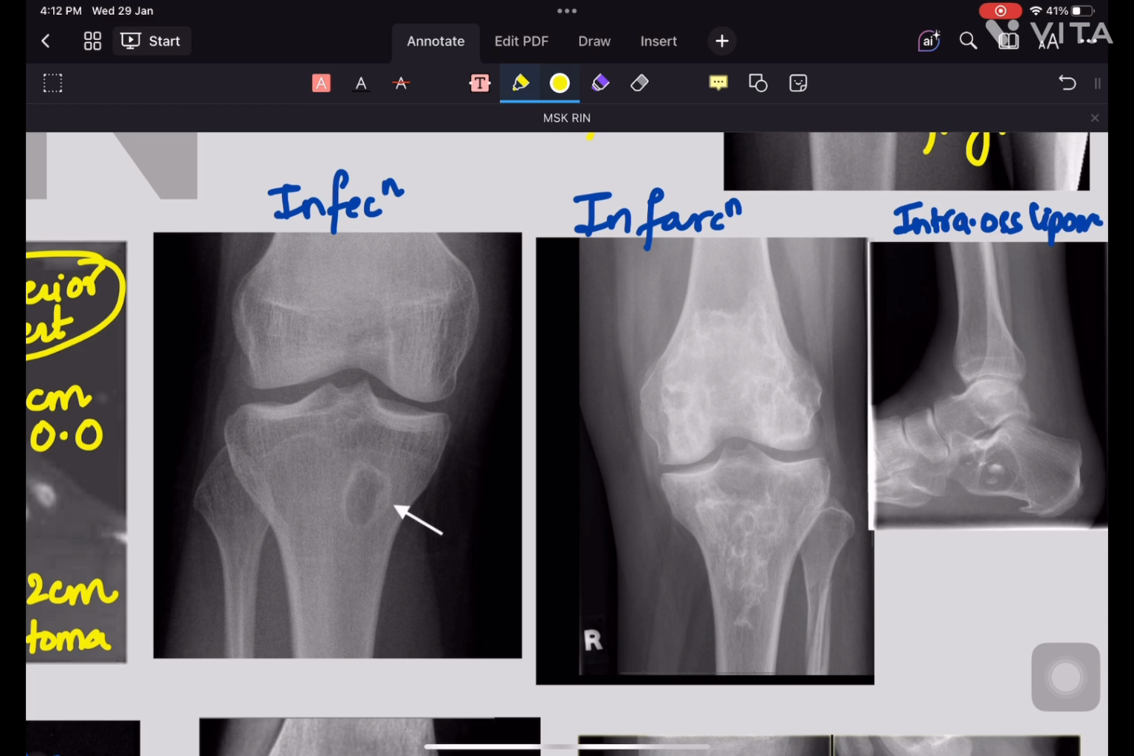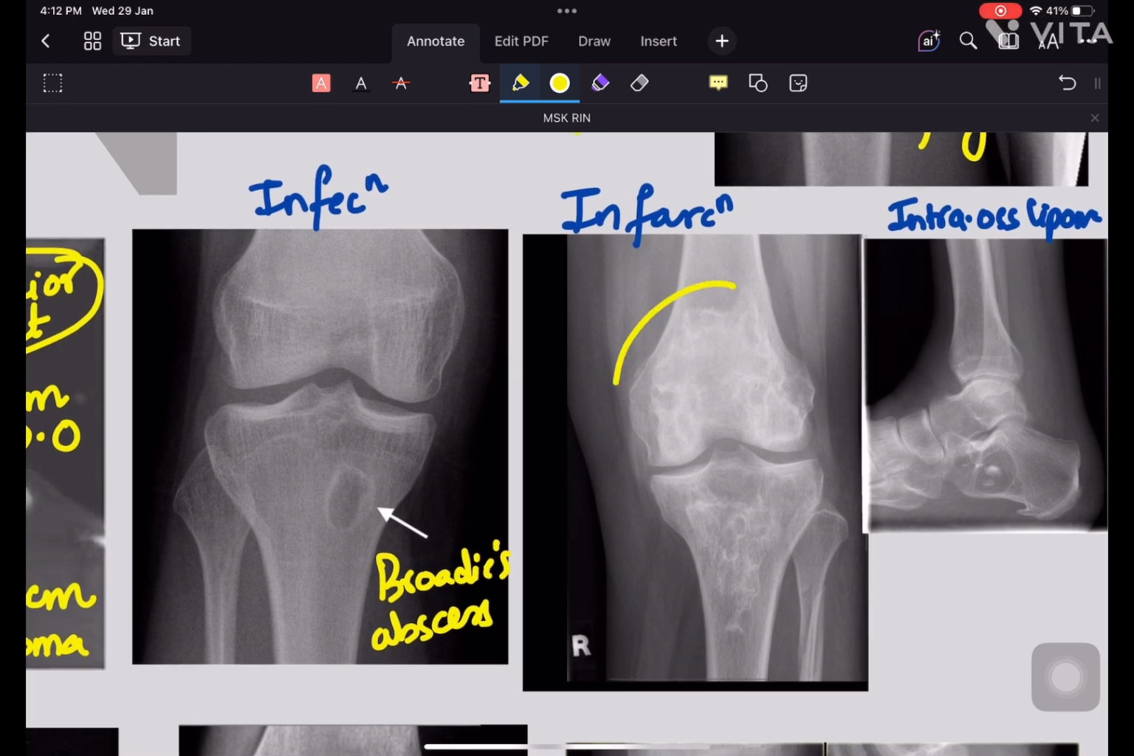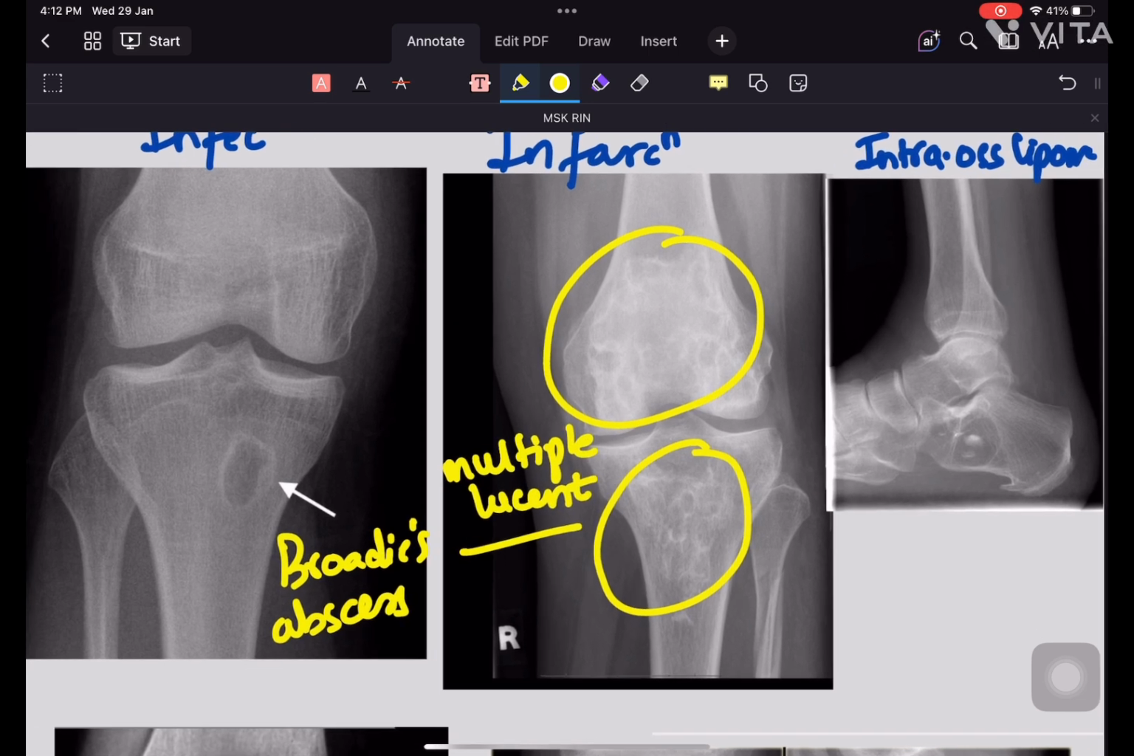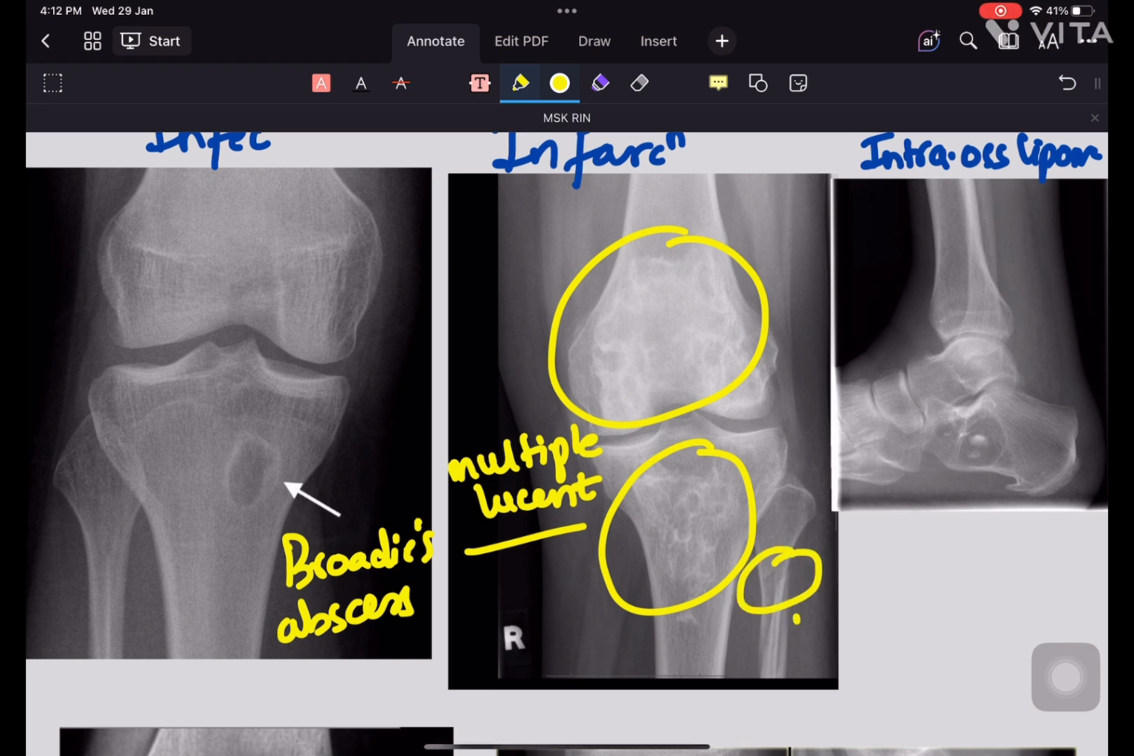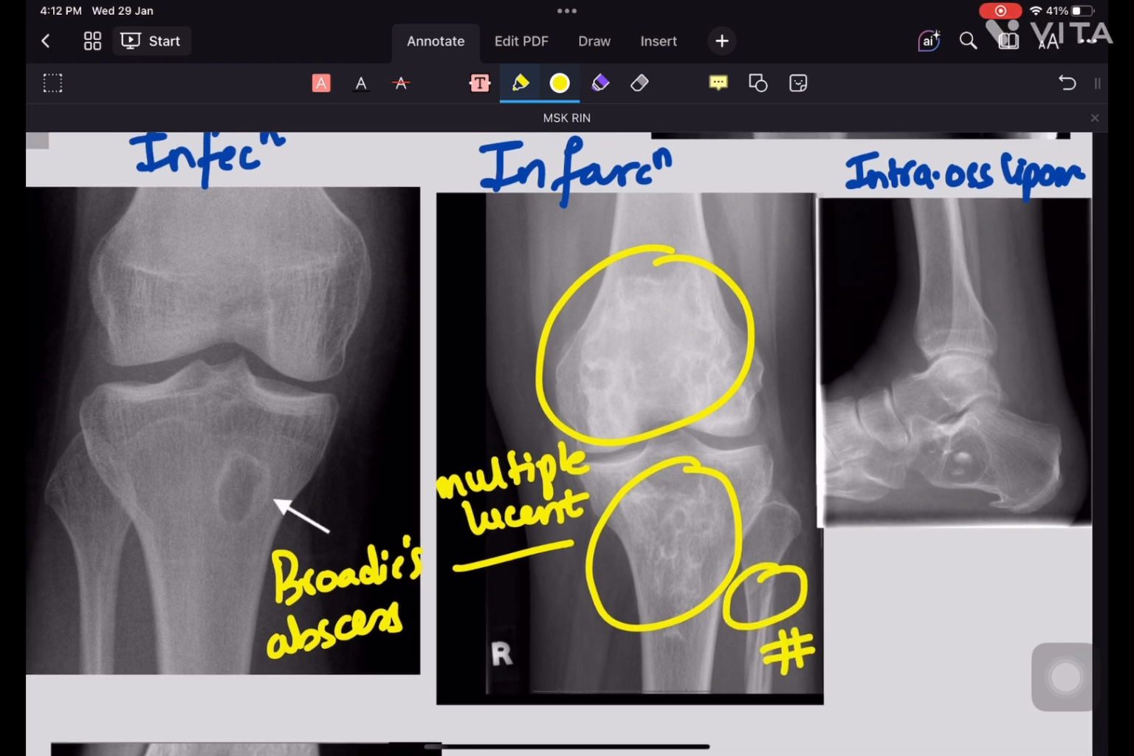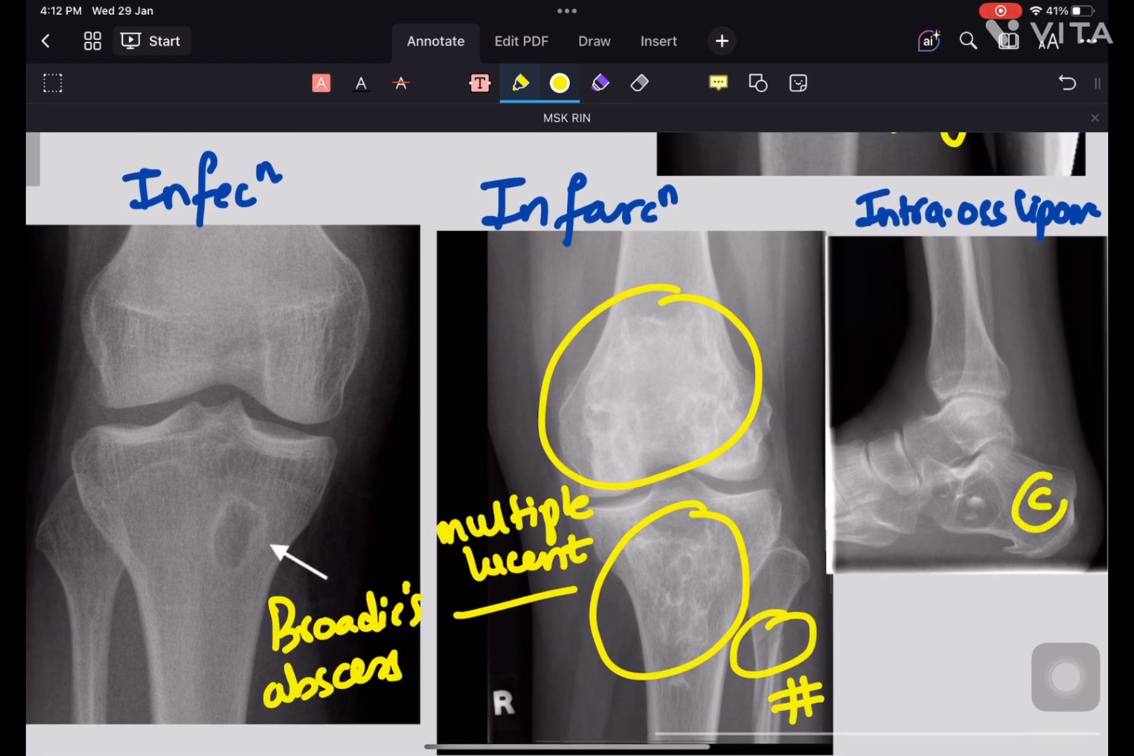So the first one is showing a lucent lesion with a thin sclerotic rim in the proximal end of the tibia, which is representing Brodie's abscess, infection, osteomyelitis. Second image is showing multiple lytic lesions in the distal end of the femur and proximal end of the tibia. There we can also see an associated fracture in the proximal fibula. The third image is showing intraosseous lipoma in the calcaneum.